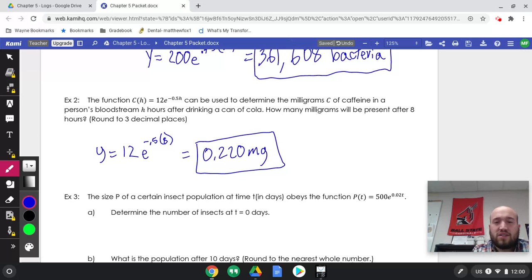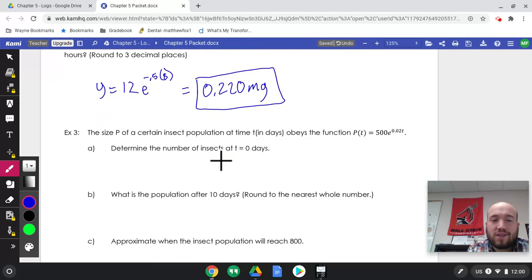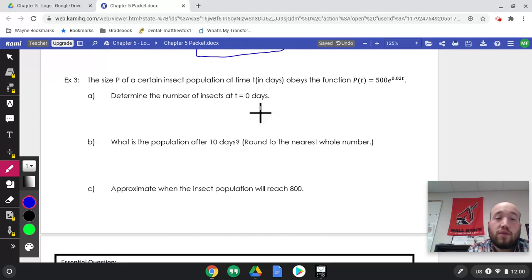Now, unfortunately, that still doesn't give us a lot of context because I don't really know what 0.220 milligrams does to a person. But hopefully, as we go, we can add more context to these problems. So if we look here, it says the size P of a certain insect population at time T in days obeys this function. So P of T, the population after so many days have passed, that's like our Y. And T is in days. So it says determine the number of insects at T equals 0 days.